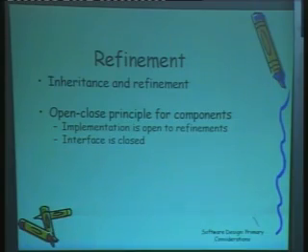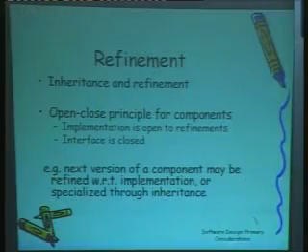Implementation is open for refinements, but the interface is closed. The contract is guaranteed. You can change the implementation, you can make it better. You can refine your implementation. That means in the next version of a component, you give a refined version of the component. The implementation is better, or it might also be specialized through inheritance. So refinement can take place through inheritance or through open close principles by changing the implementation without affecting the contract that you have exported or guaranteed for the outside users.